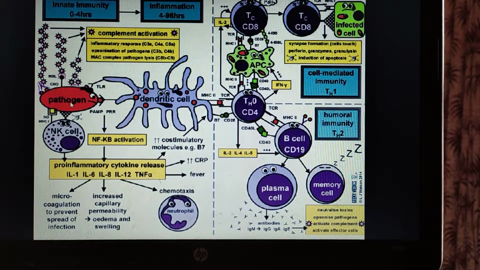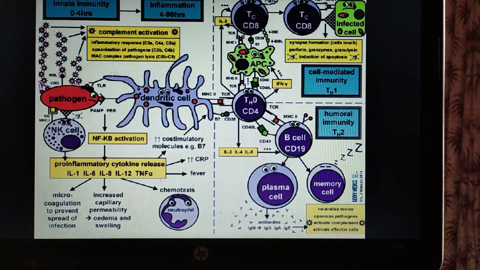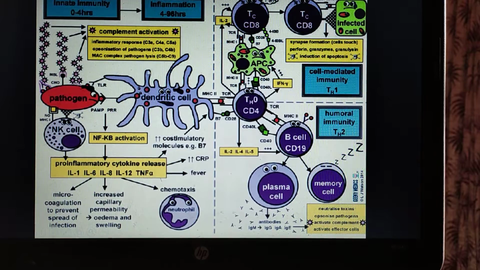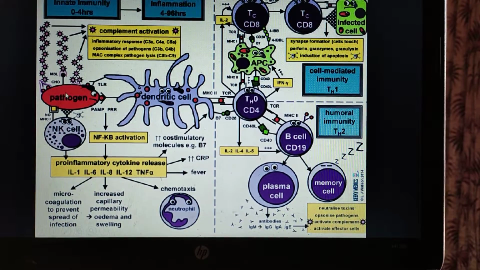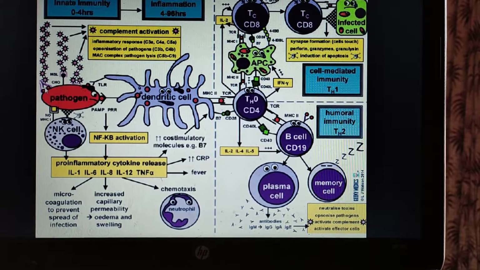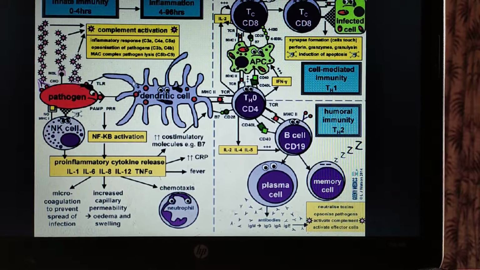These are the pathogens. When a pathogen enters inside the body, it is taken up by immune cells, that is antigen presenting cells. These are the dendritic cells. When any pathogen enters inside the body, the foreign material, that is the antigen, is taken up by the antigen presenting cell, that is the dendritic cell.